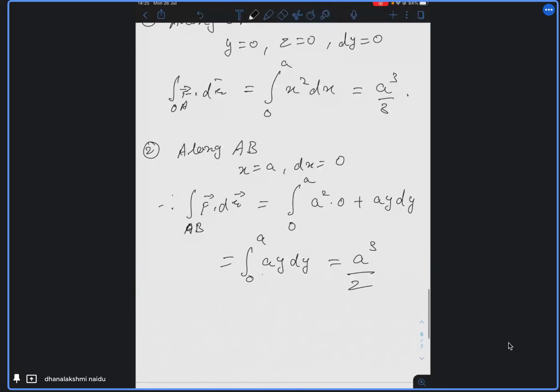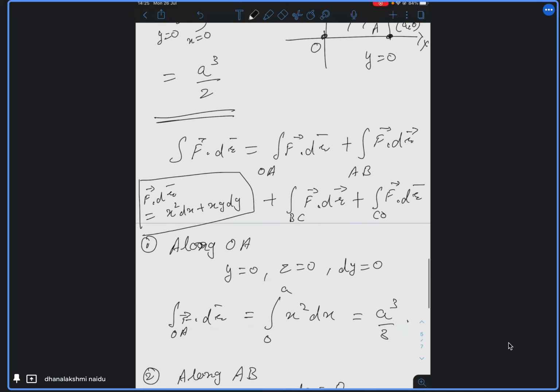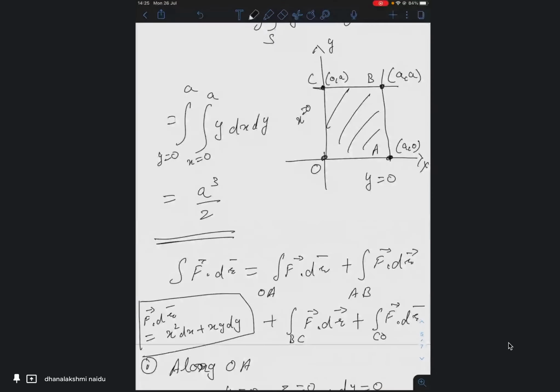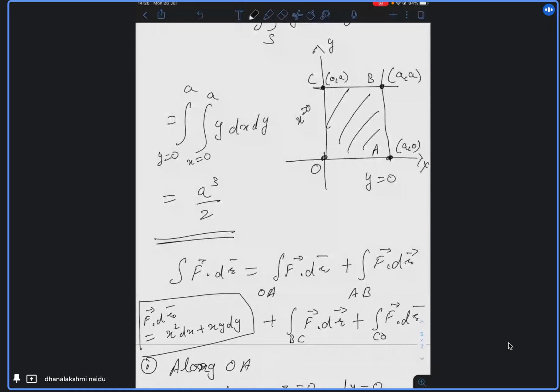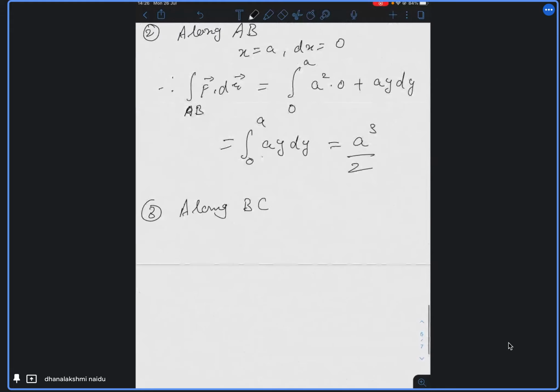Yes, ma'am. Now let us see another one, along BC. So along BC, what is not changing? Tell me. What is constant there? Y is constant. Y is a, whereas x is going from a to 0. Yes, ma'am. Okay. So along BC, your y is constant, so your dy will be equal to 0.